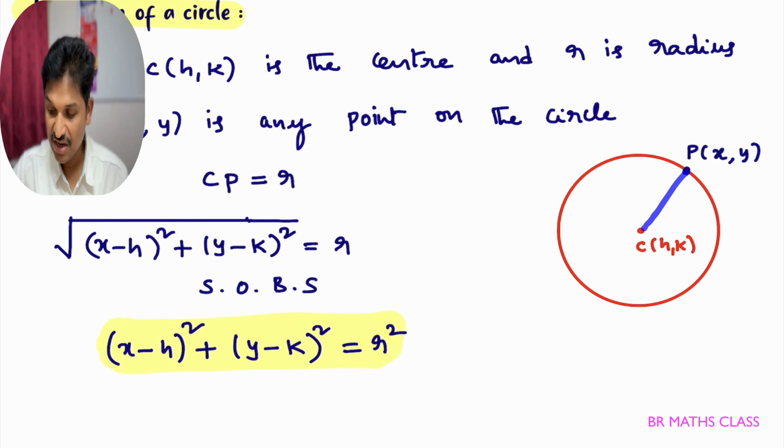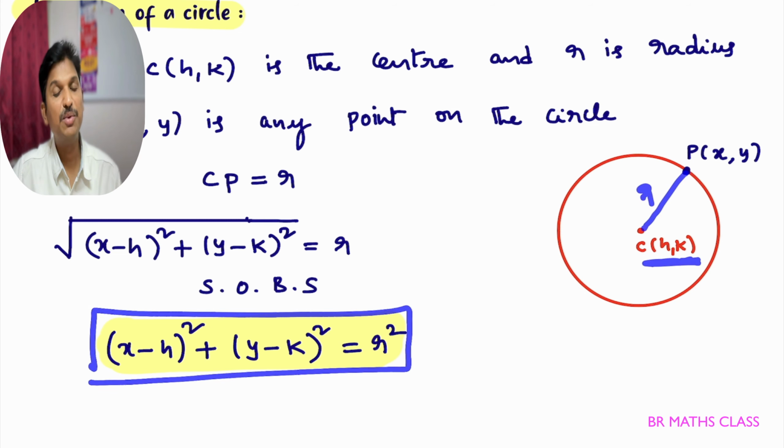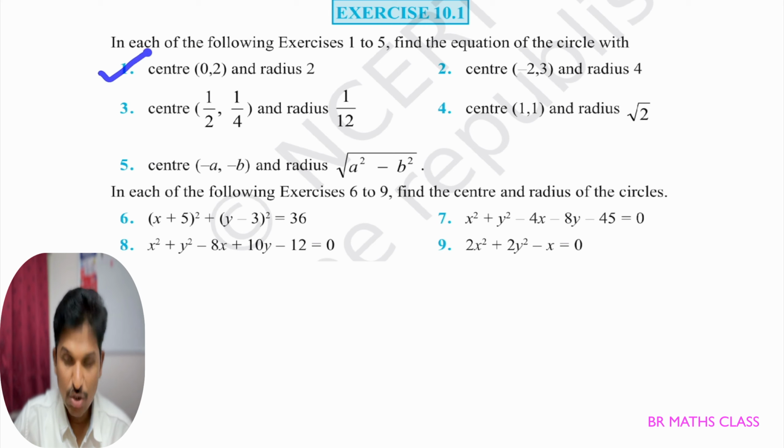See here, when h comma k is the center and r is the radius, when we know the center and radius, at that time to calculate the equation of the circle, this is the formula: x minus h whole square plus y minus k whole square equal to r square. This is the equation of a circle when they give the center and radius. Let's see the solution of the first question. They gave the center and radius, we need to find the equation of a circle.